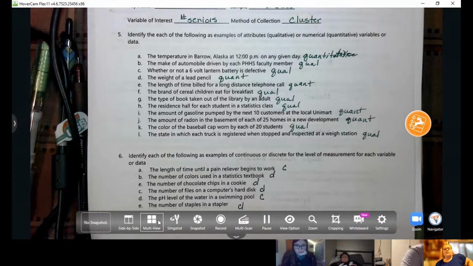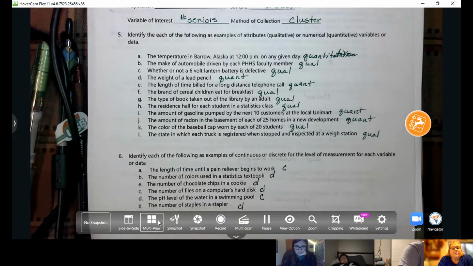Whether or not a 6-volt lantern battery is defective is qualitative. It is or it isn't. The weight of a lead pencil is quantitative because you're measuring that. The length of time billed for a long distance phone call is quantitative. The brand of a cereal that you eat for breakfast is qualitative. The type of book that you take from the library is qualitative.